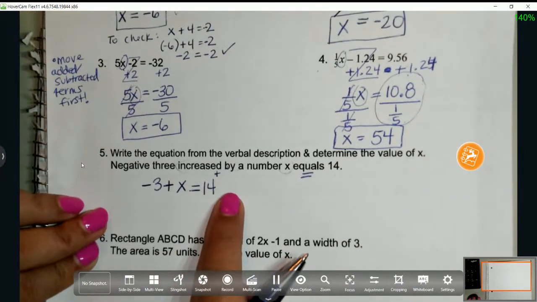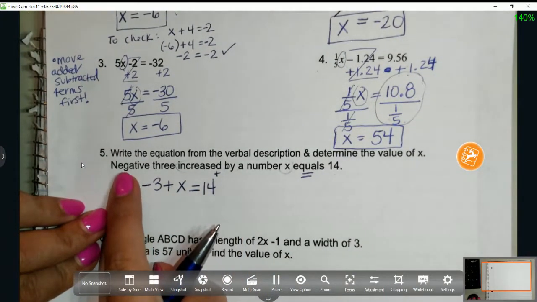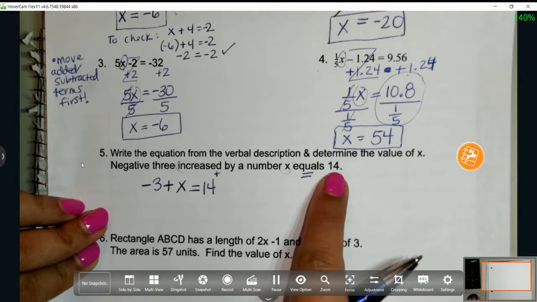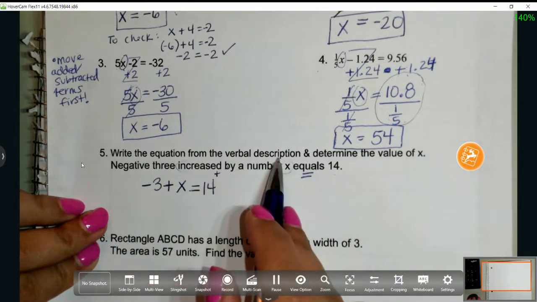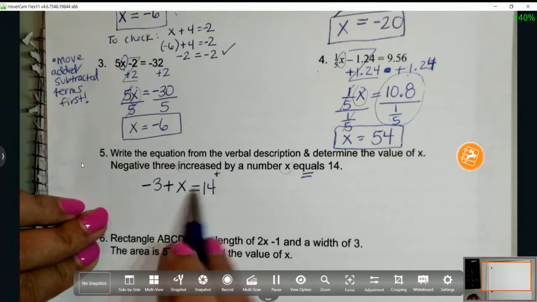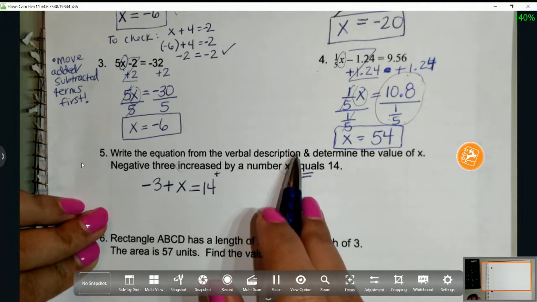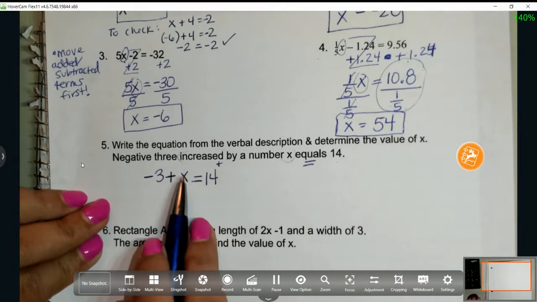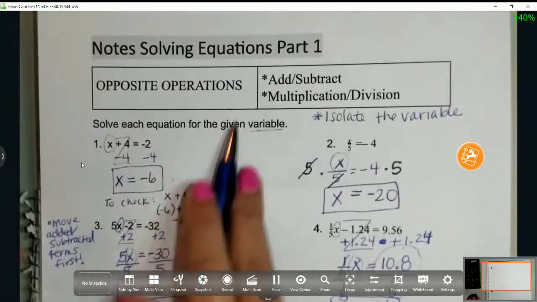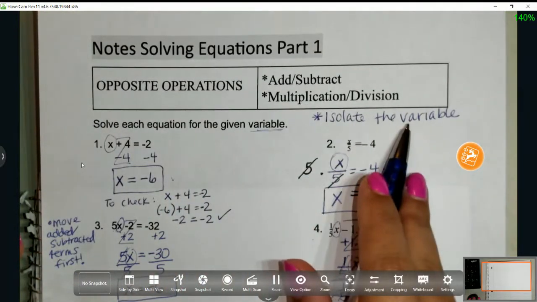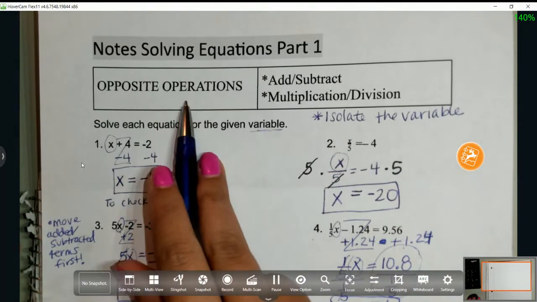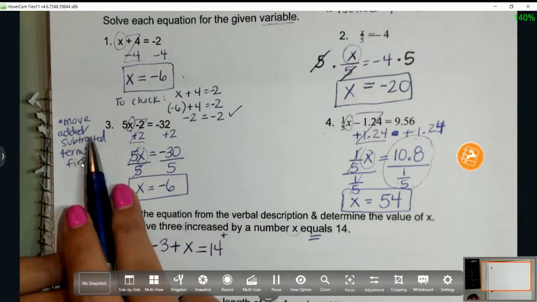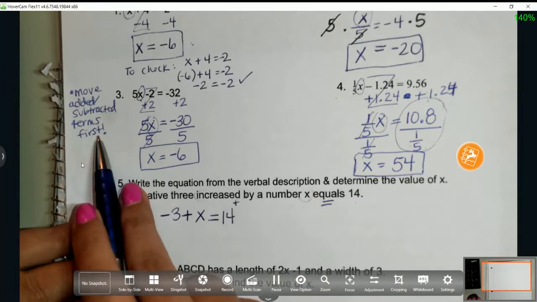So this is our correct translation of the sentence: -3 increased by some value x equals 14. Not only did we do the first part, writing an equation with the equal sign and everything from that verbal description, but now we need to determine the value of x. We find that by solving the equation. We are going to isolate the variable, doing the opposite operation of whatever we see, keeping in mind that we always move anything added or subtracted to the x term first.